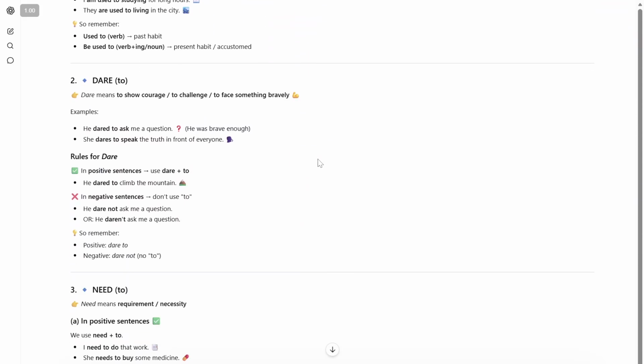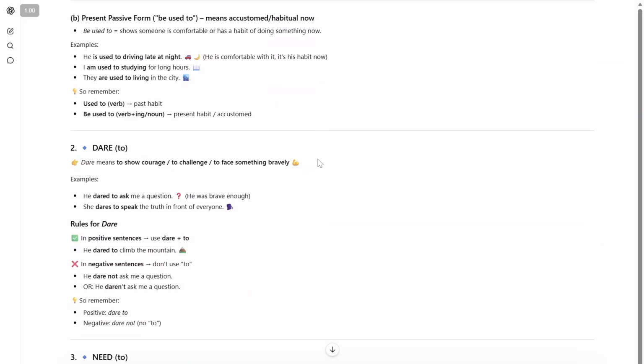2, dare to. Dare means to show courage, to challenge, to face something bravely. Examples: he dared to ask me a question. He was brave enough. She dares to speak the truth in front of everyone. Rules for dare. In positive sentences, use dare plus to. He dared to climb the mountain. In negative sentences, don't use to. He dare not ask me a question. Or, he daren't ask me a question. So remember, positive, dare to; negative, dare not, no to.